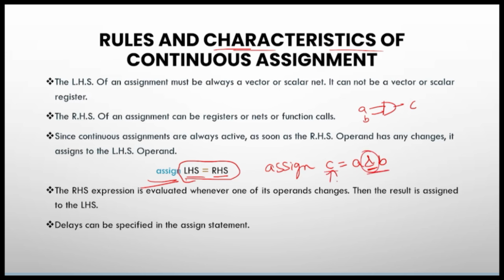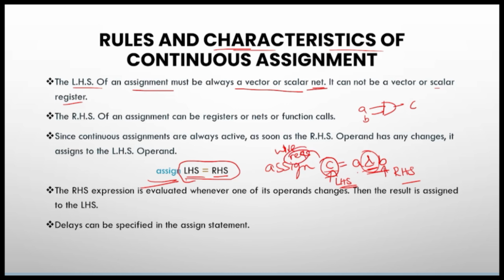Now this C is my LHS and this A and B is my RHS. While you are mentioning the LHS and RHS, you need to remember some important concepts. The LHS of an assignment must always be a vector or scalar net. It cannot be a vector or scalar register. It should be only net. That means this C should always be wire data type, but not reg data type. You should remember that thing.